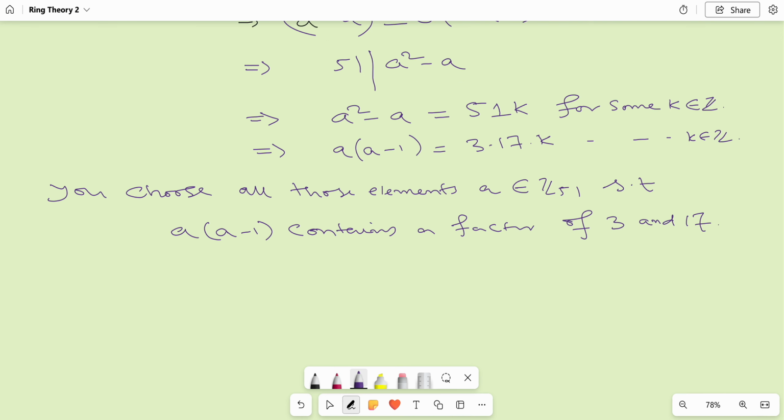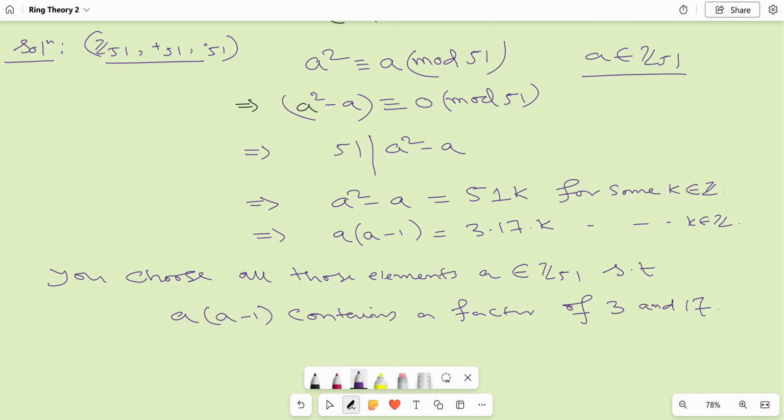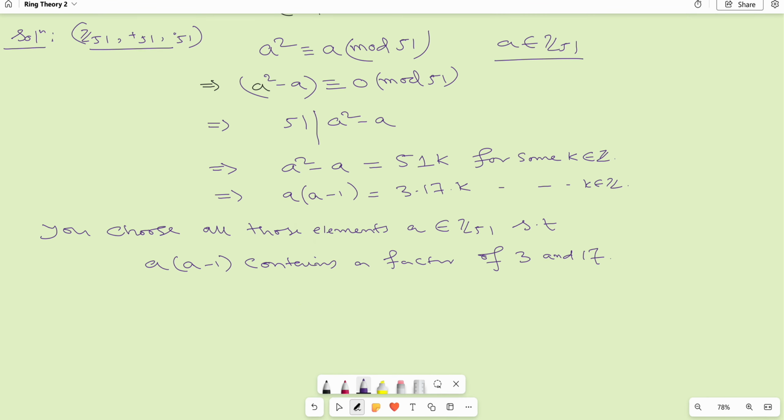Suppose you take a to be 18. So what will be a minus 1? A minus 1 is 17. So a into a minus 1 is equal to 18 into 17. So 17 contains a factor of 17 and 18 contains a factor of 3, right? So this element should satisfy this equation. So let's see what happens.